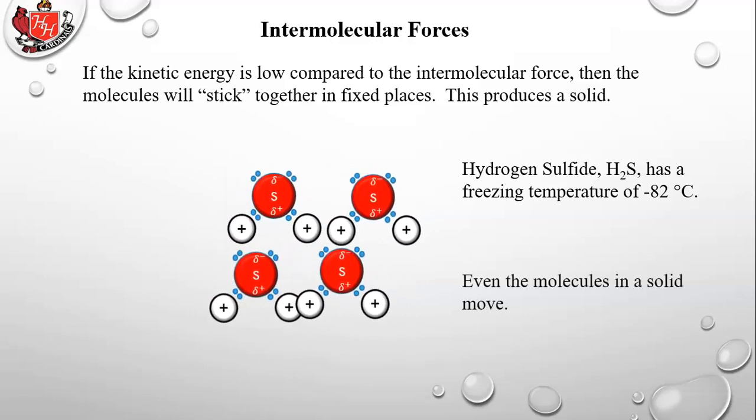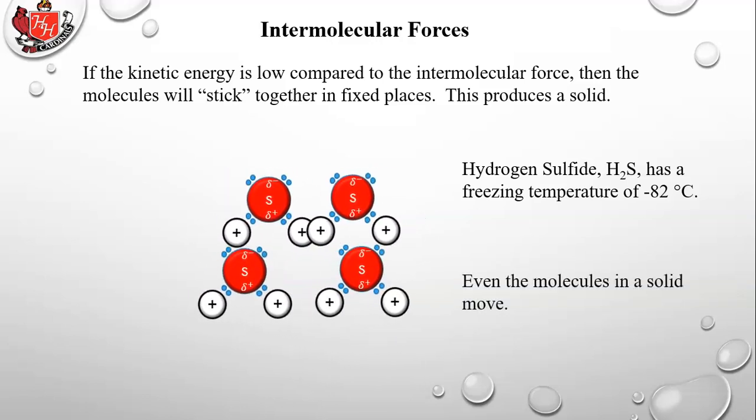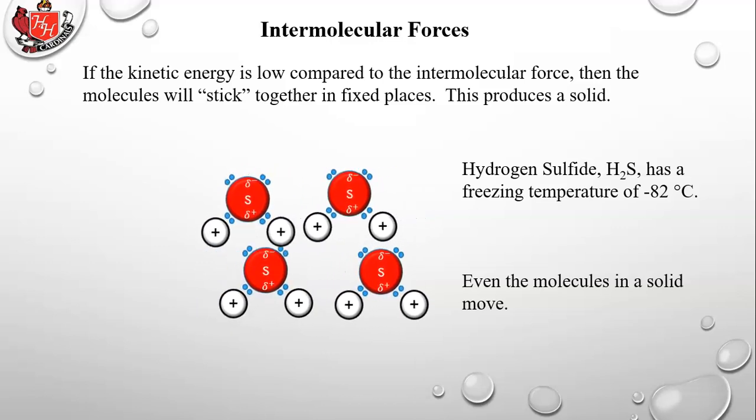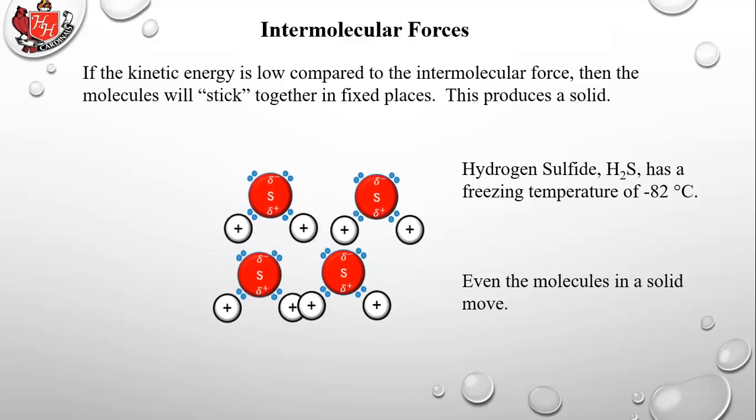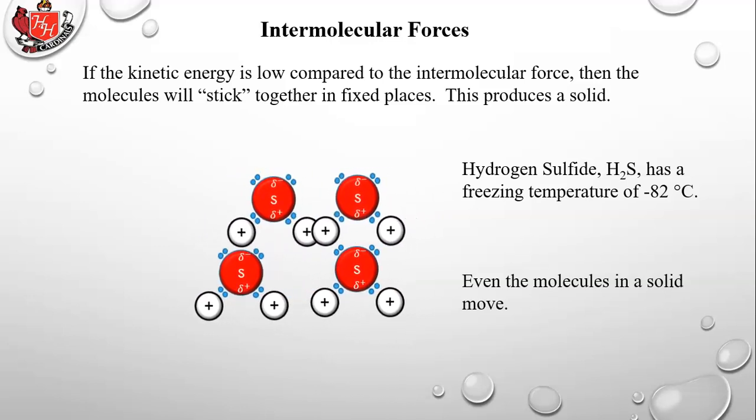Even molecules in a solid, though, move. Even if you look at something that looks stationary, like a piece of metal or a piece of wood, the molecules are wiggling. This is called vibrational motion, and we'll talk about this at a later time.